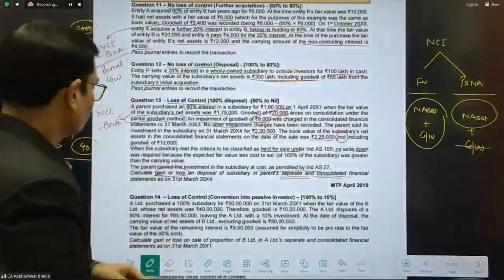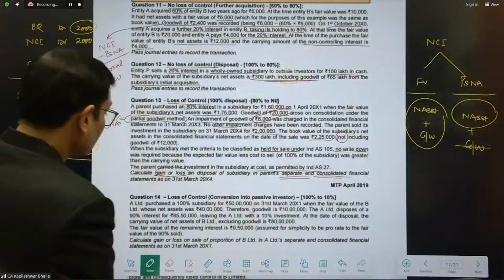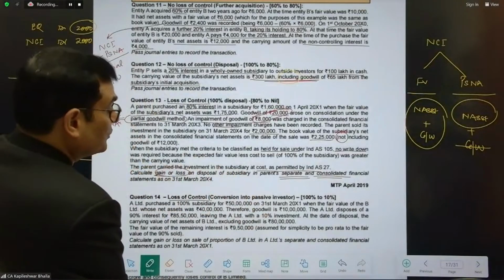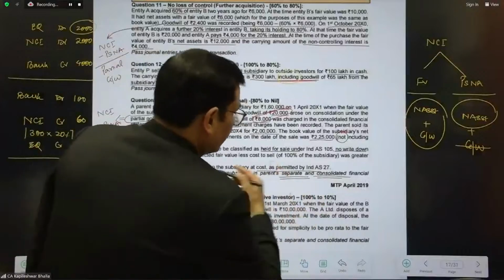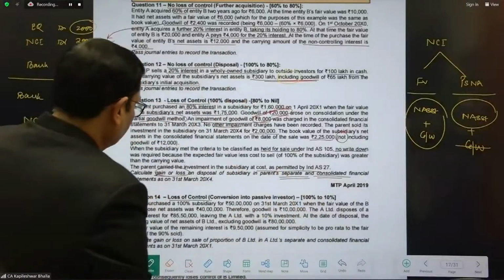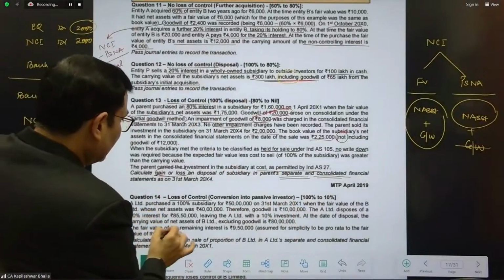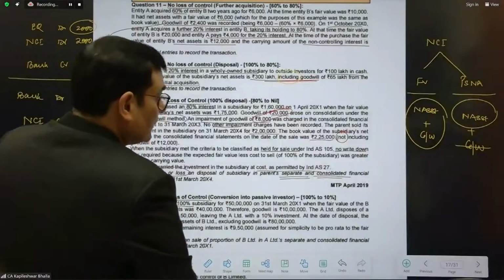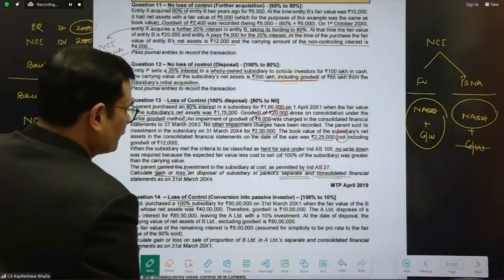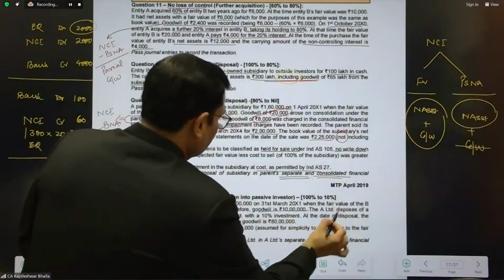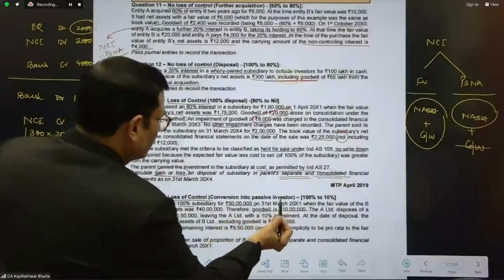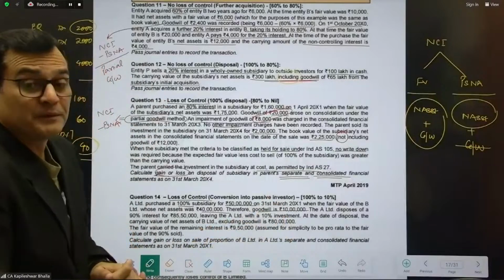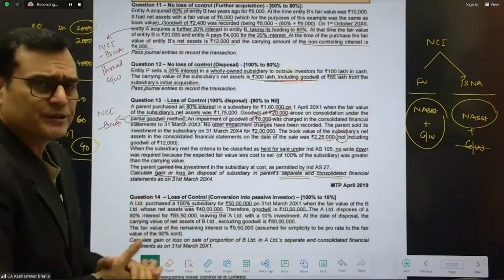So let me come back to question number 14. It says this is again a case of loss of control where we're going to convert to a passive investor, from 100 to 10%. So similar entries will be done. A purchased a 100% subsidiary, so there was no NCI. When the fair value of the net assets is 40 lakh, therefore the goodwill is simply 10 lakh. Comparing the purchase consideration of 50 versus the net assets at fair value gives me the goodwill, and undoubtedly it is a full goodwill.